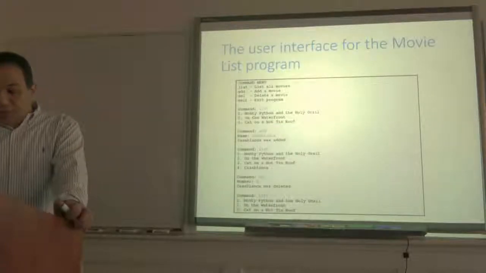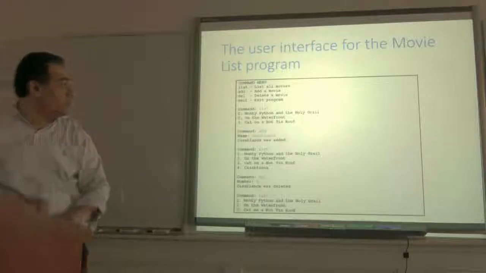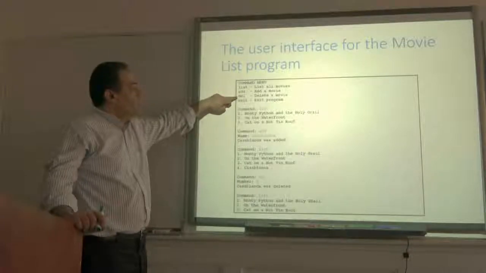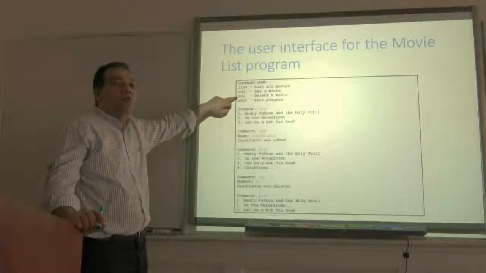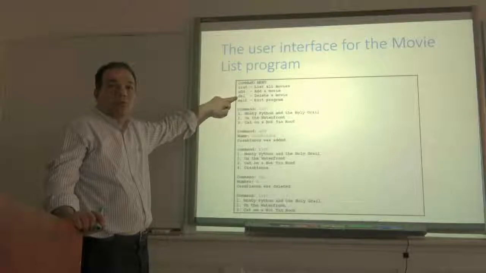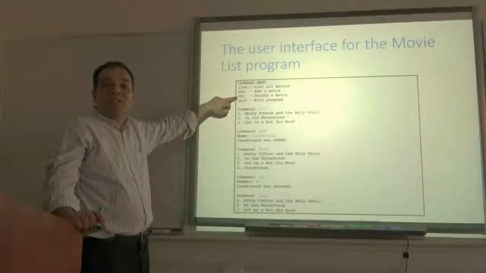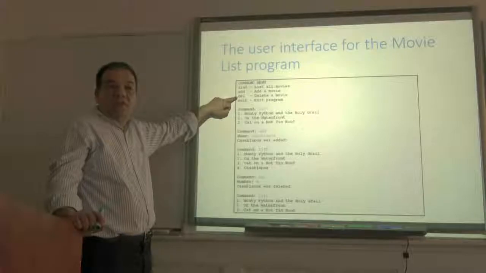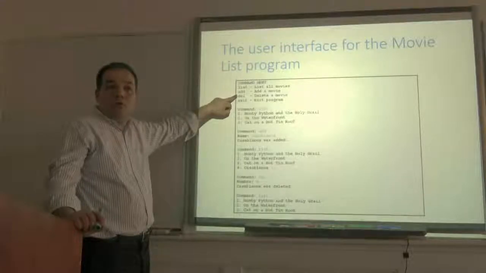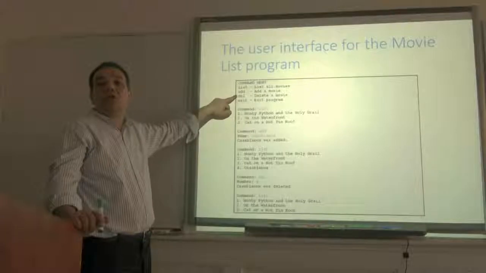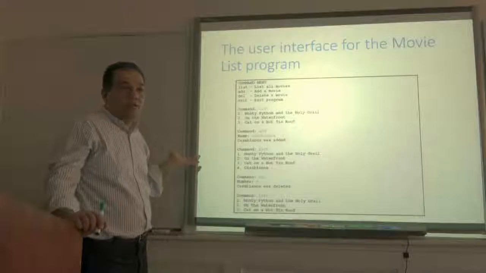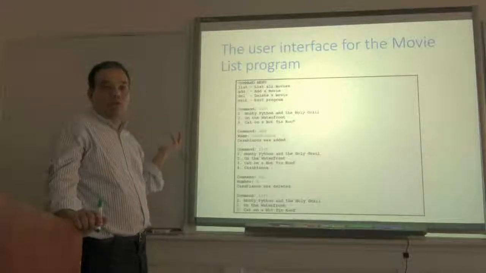This is the user interface for the movie list program, where you could, for example, command list to list all the movies, add a movie, or delete a movie from the list. So where are we saving these movies now in the program? Where is it saved? In a list. A list of movies, right?